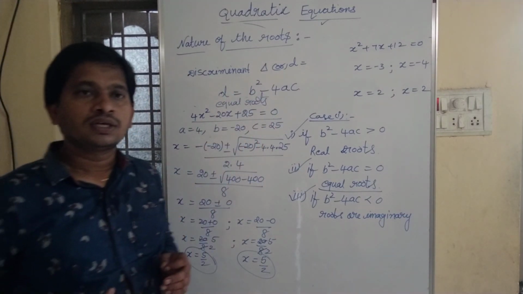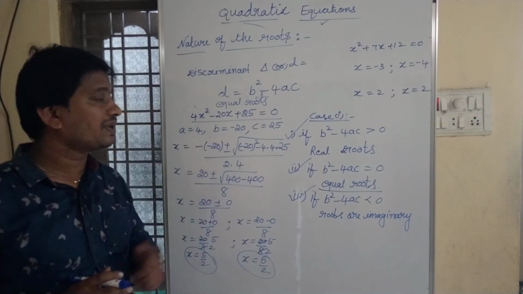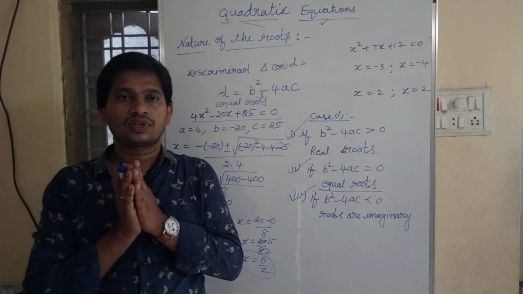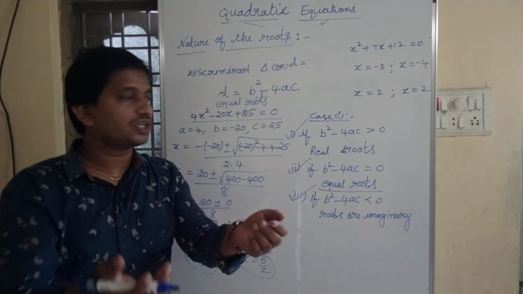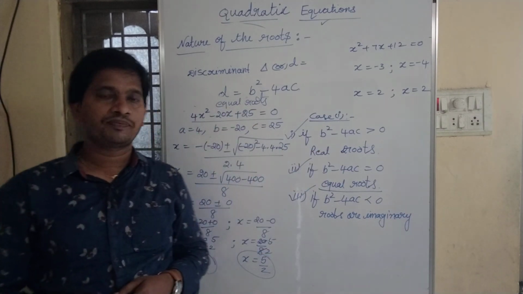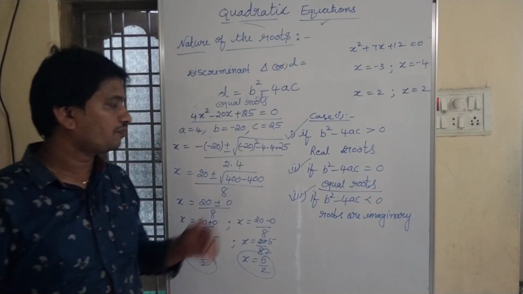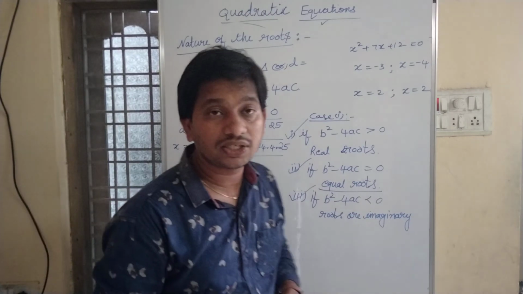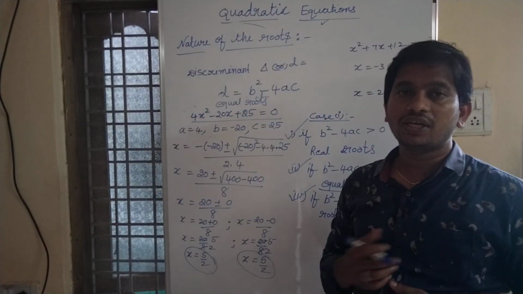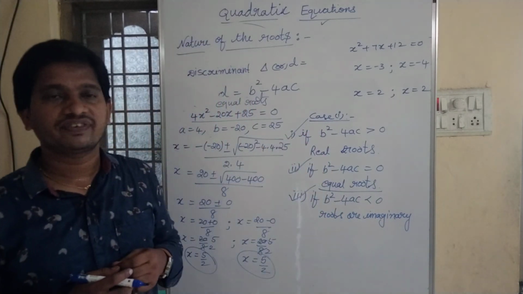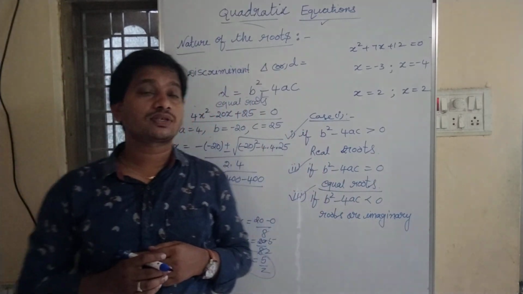You got it, my concept, what I explained here, nature of the quadratic equations. If b square minus 4ac is greater than 0, they have distinct real roots. If b square minus 4ac is equal to 0, they have equal roots. If b square minus 4ac is less than 0, the roots are imaginary. Okay, this is the basic concept behind quadratic equations, children. I hope you understood this concept.